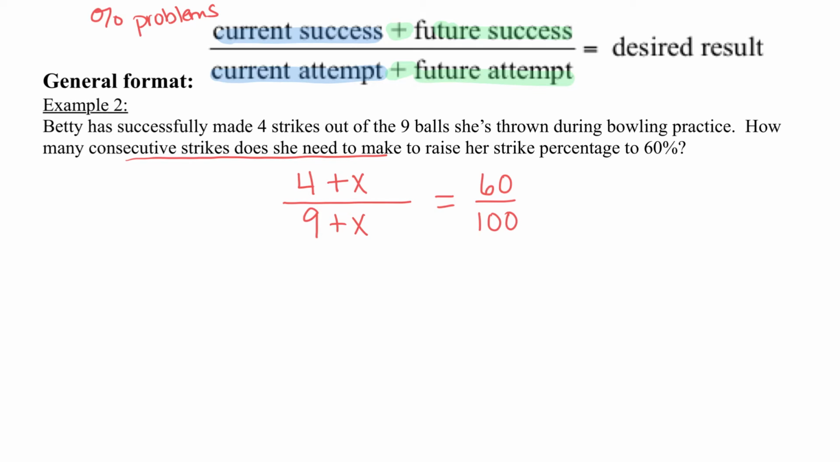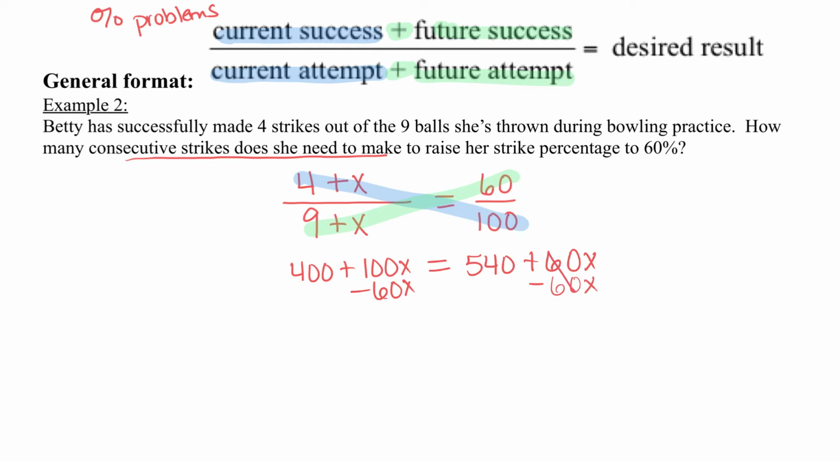Again, this is a fraction equal to a fraction, so we can cross multiply. We multiply this first, and that would give you 400 plus 100x. Then we multiply this diagonal and set it equal to the other one. That's going to give us 540 plus 60x. Now you want to get your x's together, so let's subtract 60x. That's going to give us 400 plus 40x equals 540.